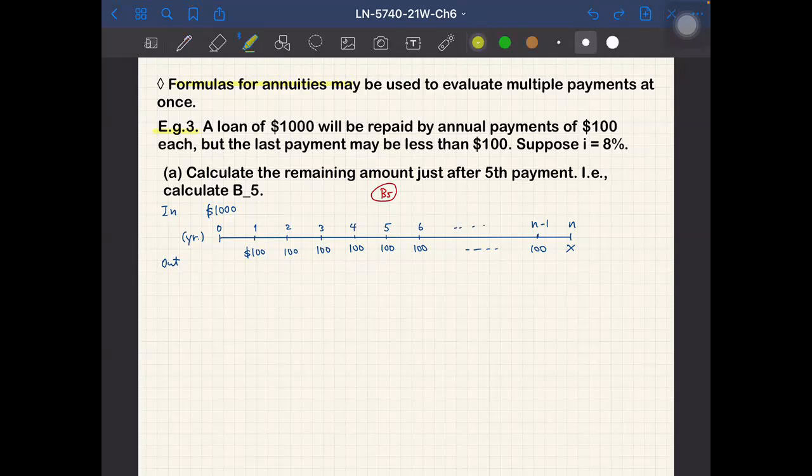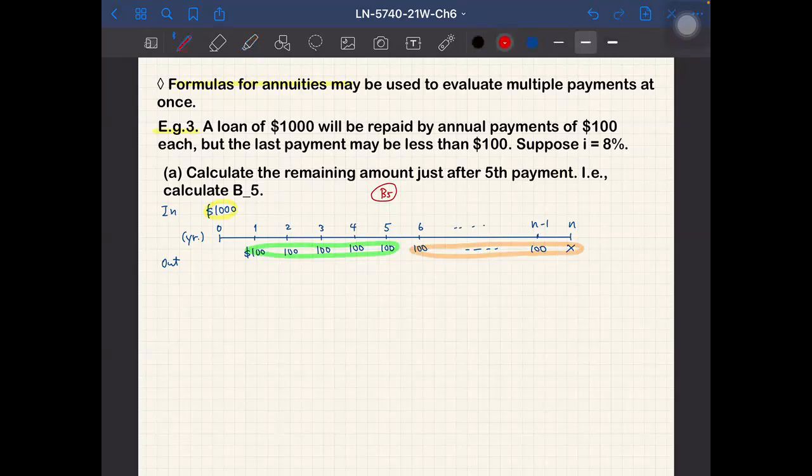So we separate this cash flow into 3 parts. The first part is the $1,000 cash inflow. The second one is the 5 $100 payments. And the third one is the remaining payments.